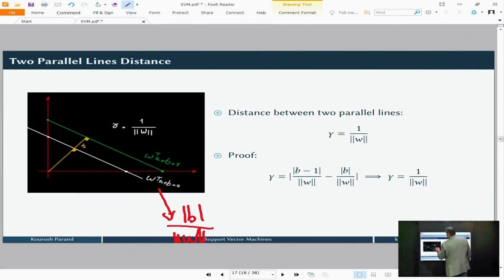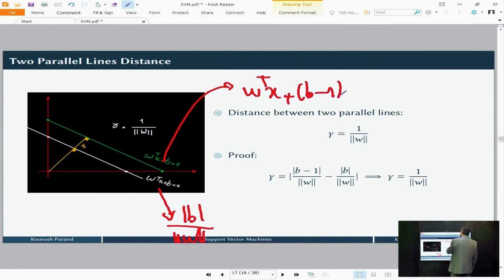Here, I also said we move b to the other side, and it becomes w transpose x plus b minus 1 equals 0. And what does its value become? The absolute value of b minus 1 over the norm of w. Okay, and on this side, it was the absolute value of b over the norm of w. So what does this distance become? It becomes this distance.